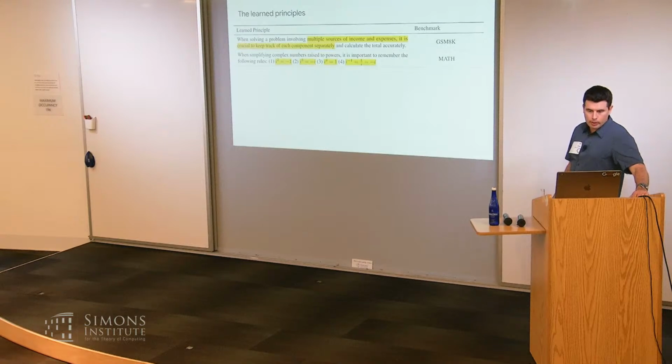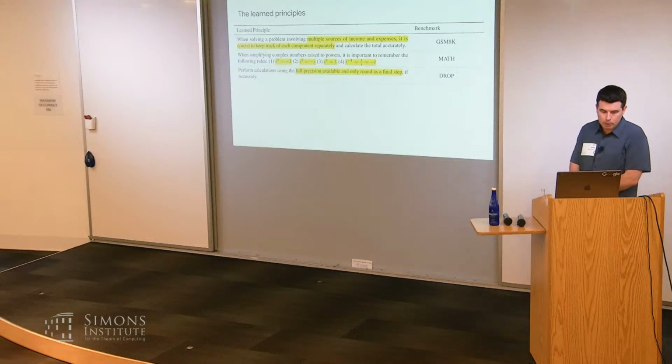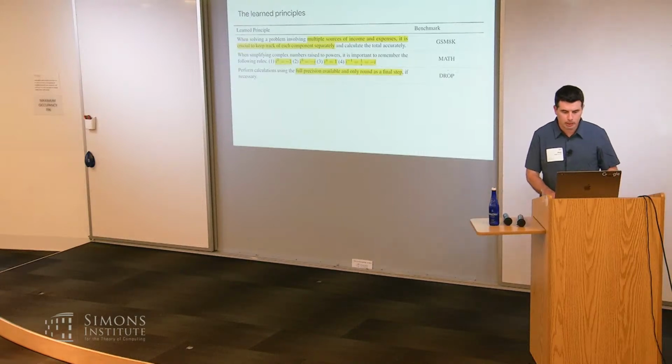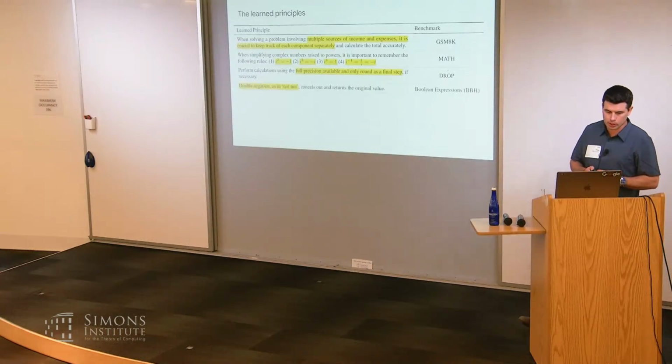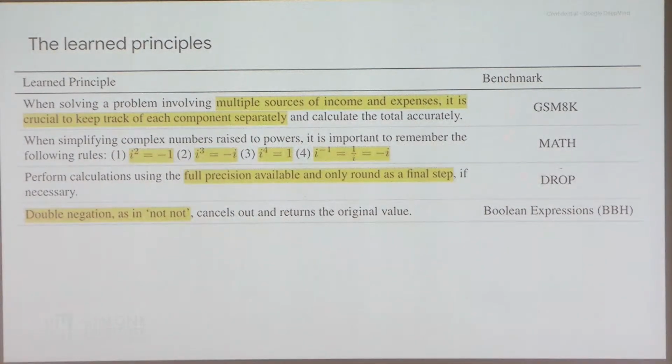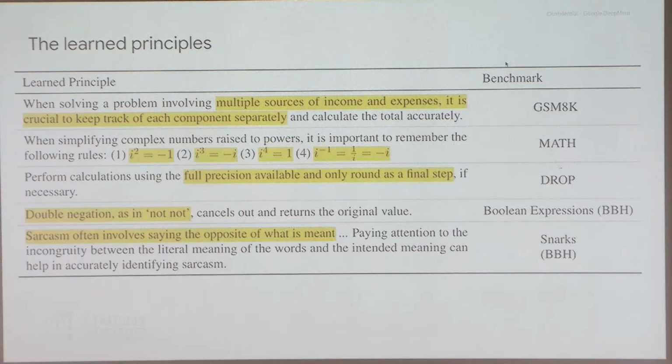So we were at the math learned principles. In the DROP benchmark, the learned principle was: perform calculations using the full precision available and only round as a final step, which apparently is a common mistake in this benchmark. In another benchmark called Boolean Expressions, which is part of Big-Bench Hard, the principle was: double negation, as in not not, cancels out and returns the original value, which also makes sense. In a benchmark called SNARKS, the learned principle was: sarcasm often involves saying the opposite of what is meant, and I'll show an example that uses this principle in a few slides.